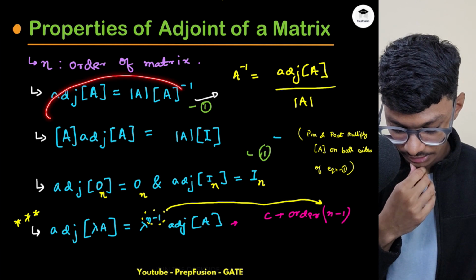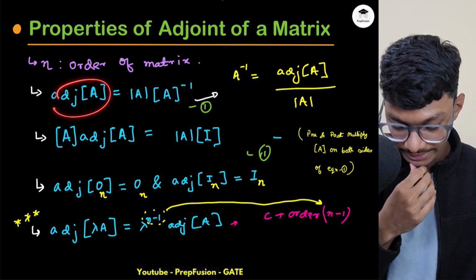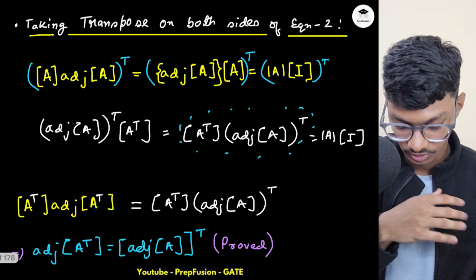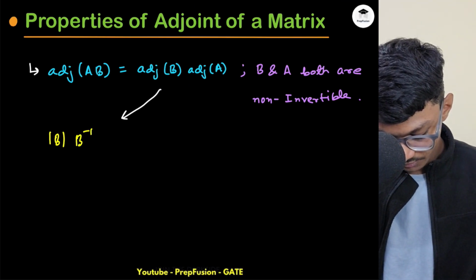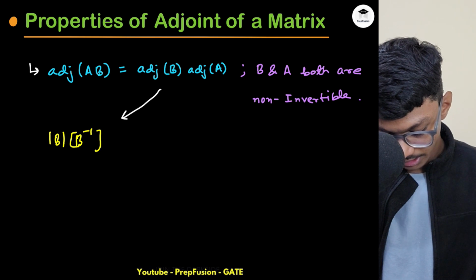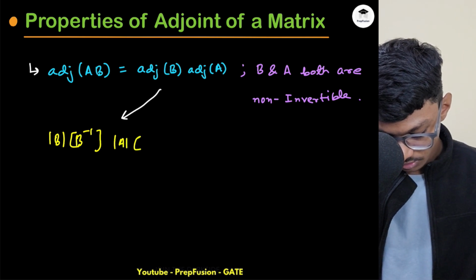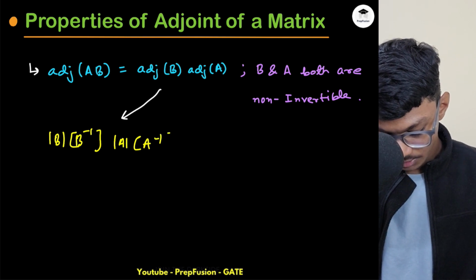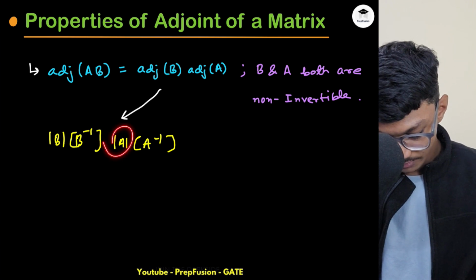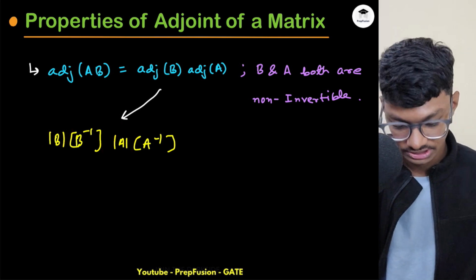So basically I am talking about this equation: the adjoint of A is determinant of A into A inverse. I will write this here again. Adjoint of B is determinant of B into B inverse, and adjoint of A is determinant of A into A inverse. Both of them are of order n cross n. Obviously these determinants are scalars, so I can take them in front.